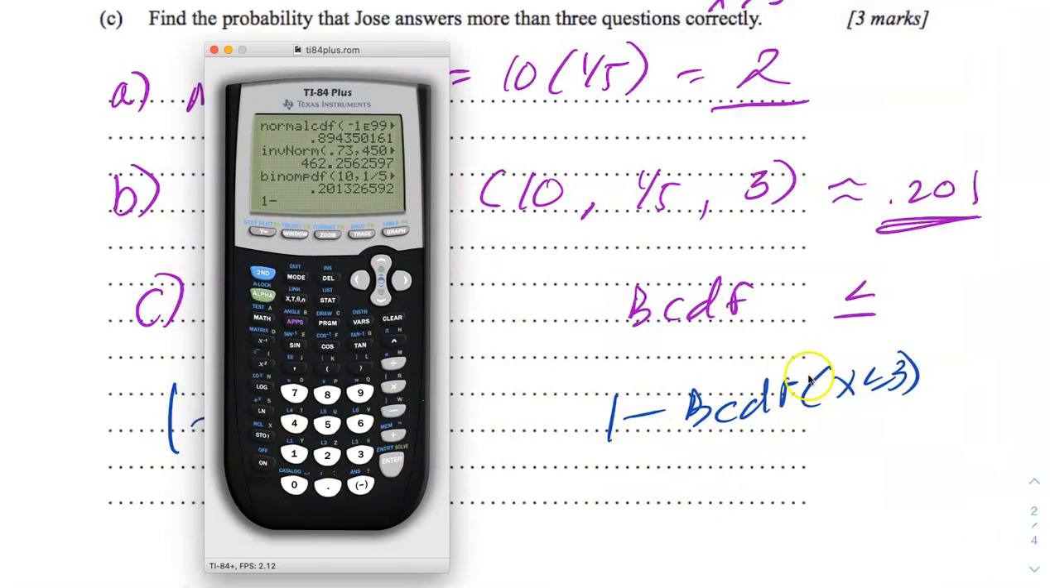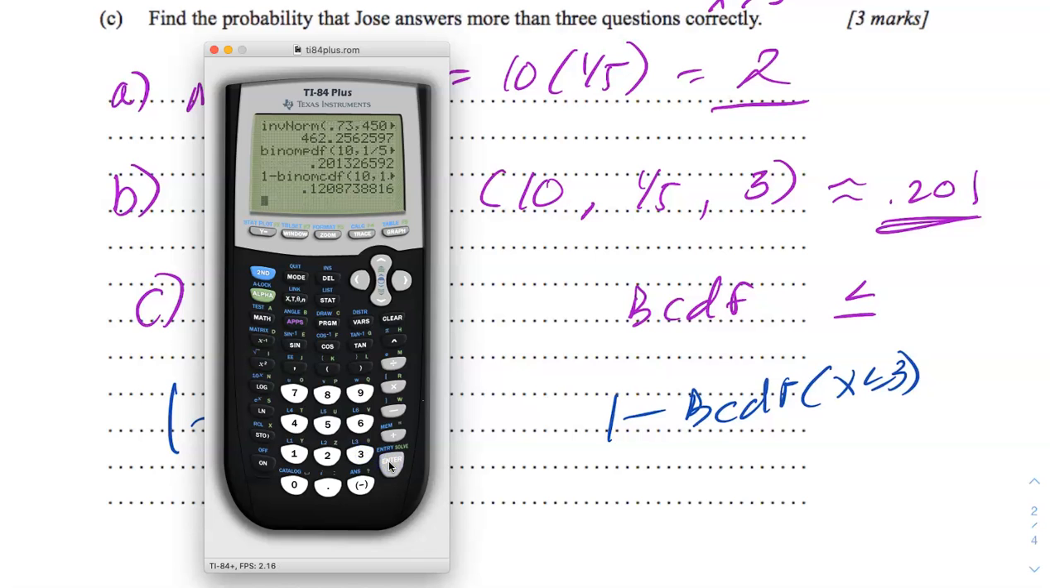Again, I like typing that all in so I don't forget. So many people just give me this part of the answer. I'm like, oh, you forgot to subtract it from 1. So I always put them all together. 1 minus binomial CDF. Everything else is the same. 10, 1 out of 5, and 3.